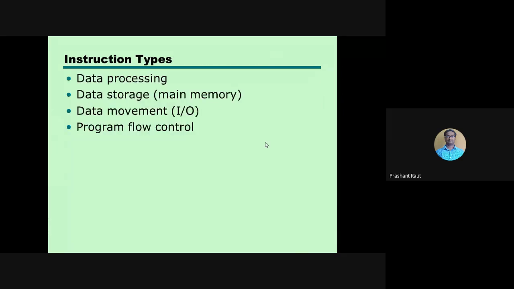Now there are different types of instructions: data processing, data storage. Data processing means arithmetic operation kind of instructions. Data storage instructions store the data to the main memory. Okay, then data movement, input output operations, and program flow control. Program flow control instructions are the test and branch instructions.